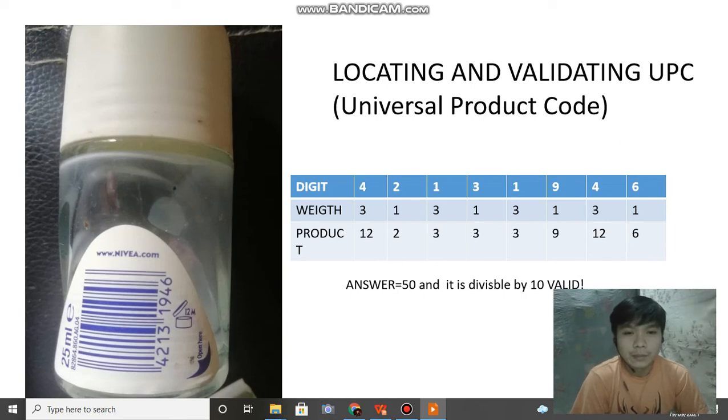So 2 times 1 is 2, 1 times 3 is 3, 1 times 3 is 3, 1 times 3 is 3, 9 times 1 is 9, 4 times 2 is 8, 6 times 1 is 6. So the overall answer of the product is 50, and it is divisible by 10. So our answer is valid.